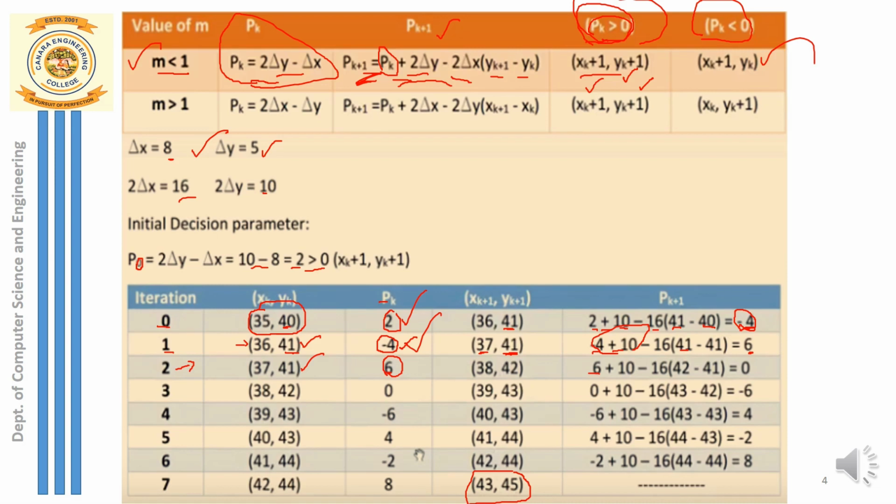So this goes on. When are you supposed to end this iteration? You are supposed to end this once you reach the last endpoint given to you in the question. The last endpoint given in the question is 43, 45. Once you reach that particular point, you are supposed to stop your iteration, with no further calculation of decision parameters. So you can end the calculation over here. Students, if you want to recall this, you can pause the video wherever you want, or you can replay this particular portion of the video in order to understand it better. Okay.